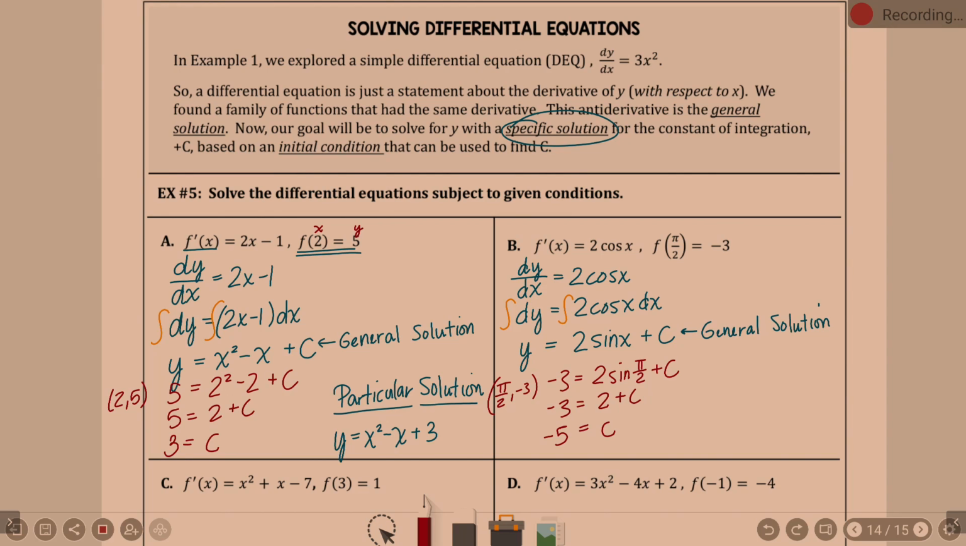These are kind of fun. Since they know how to push. I say, as long as they're easy, they're not bad, right? No. Okay, your particular or specific solution. We had y equals. This time I'm going to write it as f of x equals. It was 2 sine x plus c. So 2 sine x minus 5.